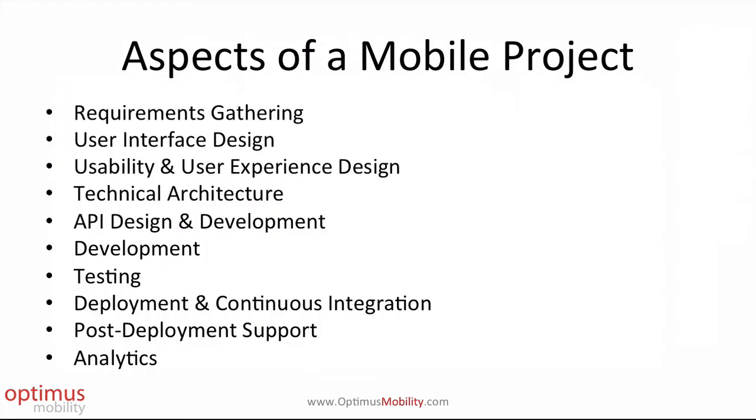Aspects of a mobile project. This list is illustrative of the major activities involved in developing and supporting a mobile application that interfaces with some back-end or third-party system. Using a waterfall software development methodology, these items would largely be sequential. In an agile development methodology, these items would be undertaken in sprints that tackle one functional component at a time.